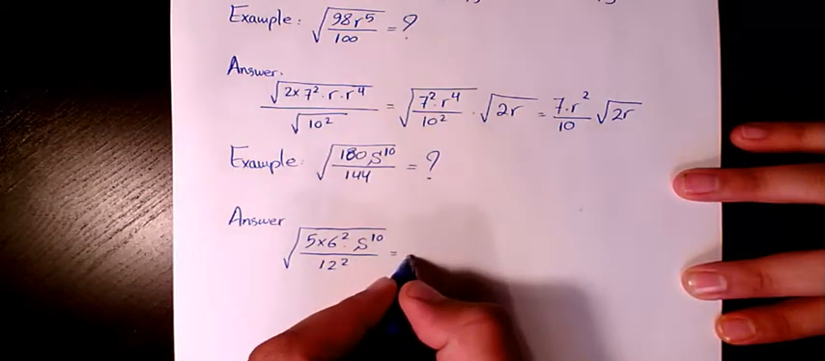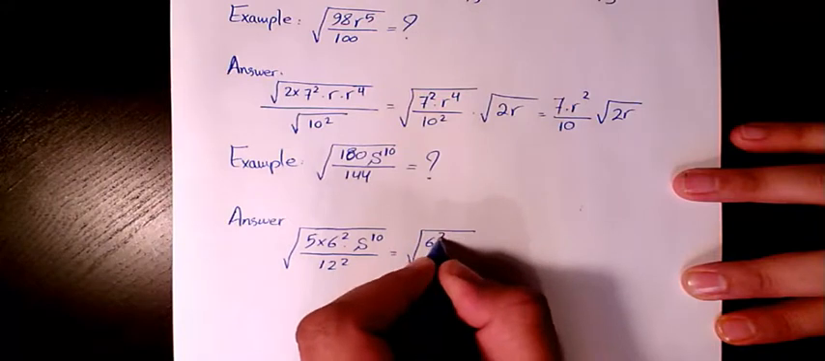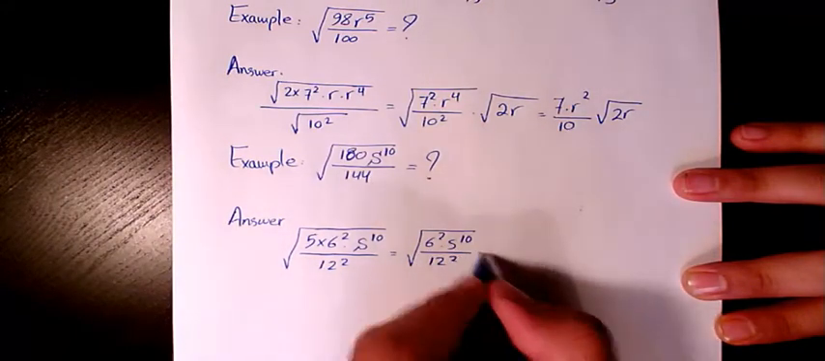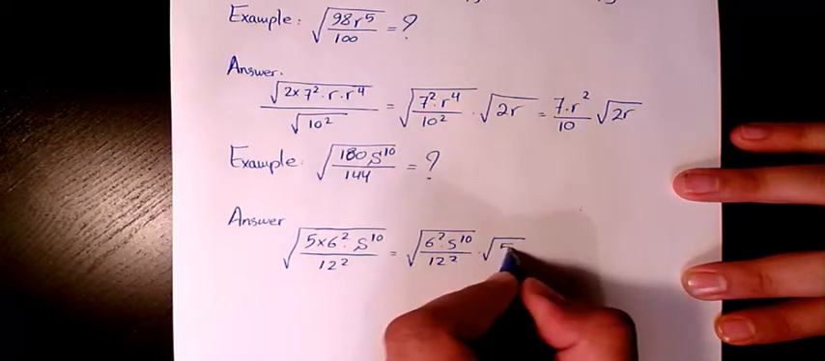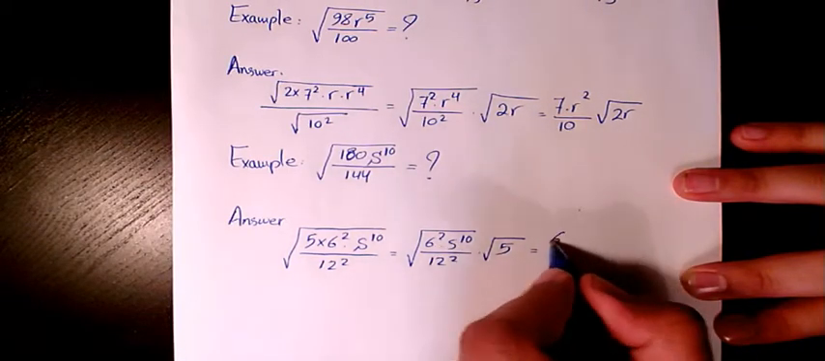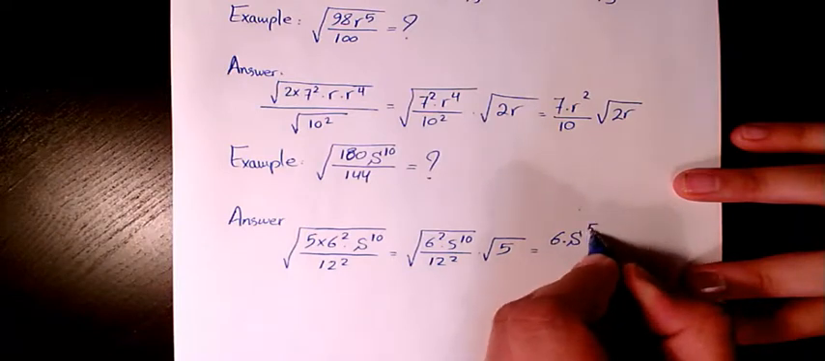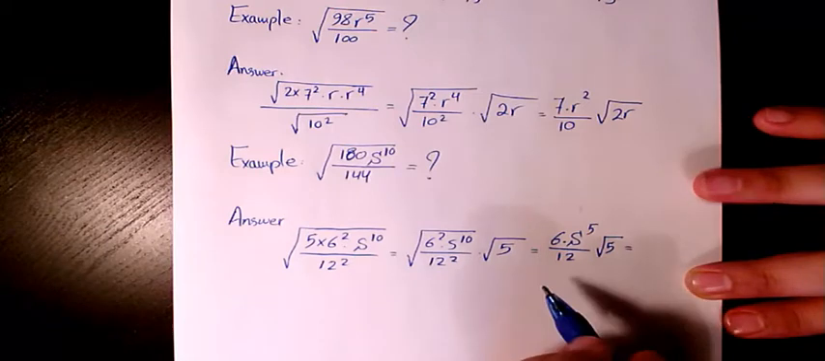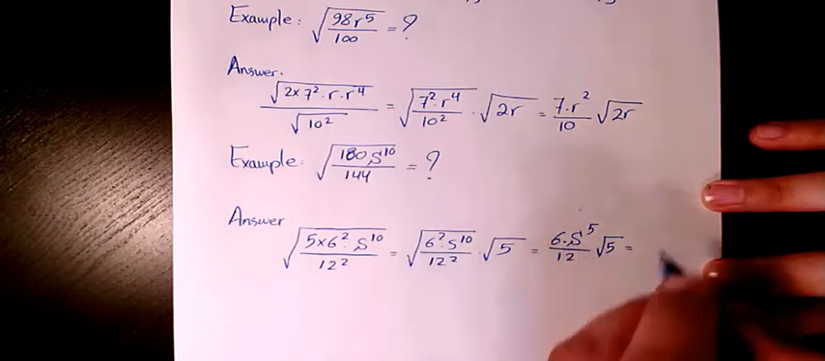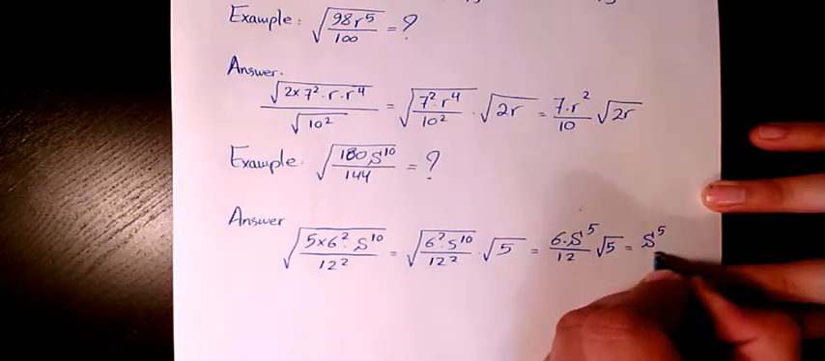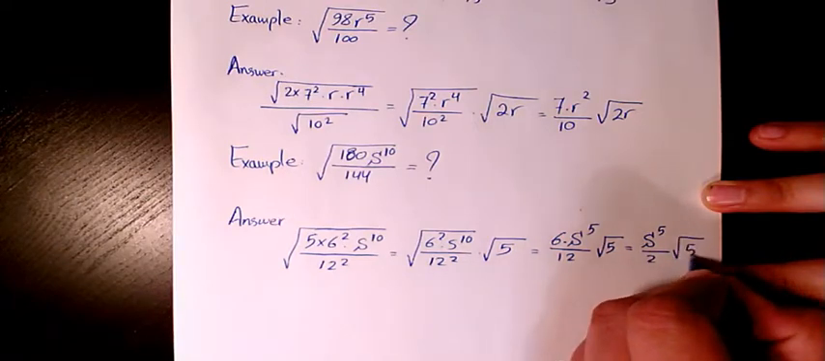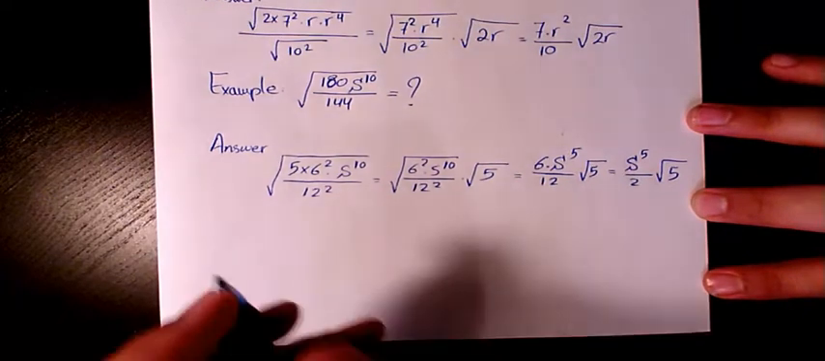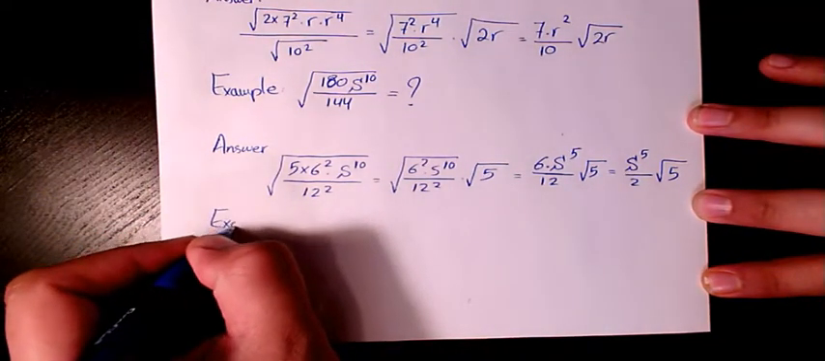So it will be the square root of 6 squared s to the power of 10 divided by 12 to the power of 2, multiplied by the square root of 5. That makes it 6 times s to the power of 5 divided by 12 root 5. 6 divided by 12 is 1 over 2, so we have s to the power of 5 divided by 2 root 5. That's the final answer. Next example.